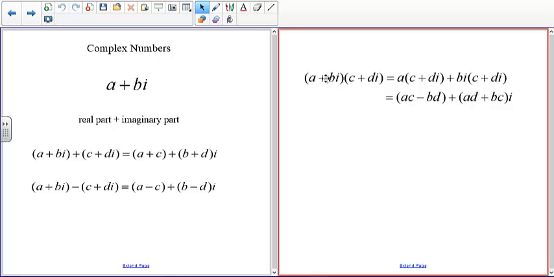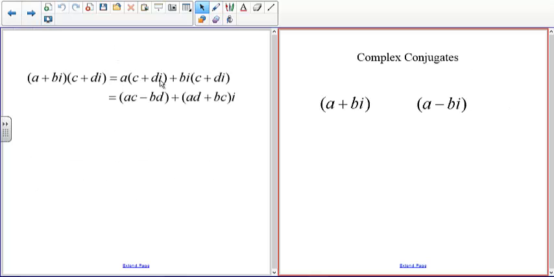You can also use FOIL if you think about it. First is a times c, and then last, which is bi times di, gives you negative bd, and then the outer in this case, and the inner give you the imaginary parts.